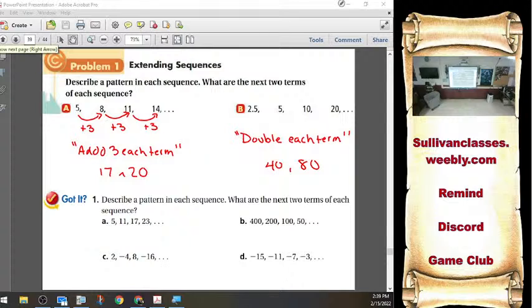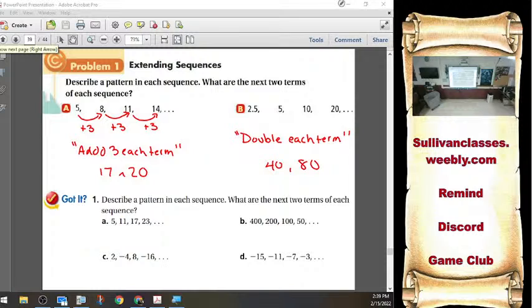Remember, it's not just enough to write the next two terms. You have to tell me what is the pattern. What are they doing each time? I'm confused on C.